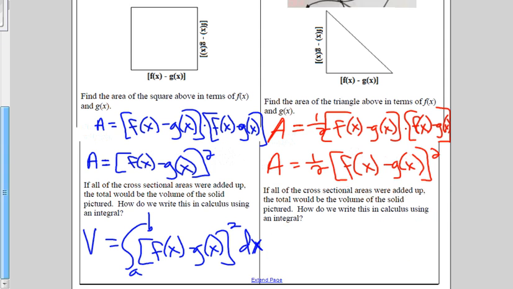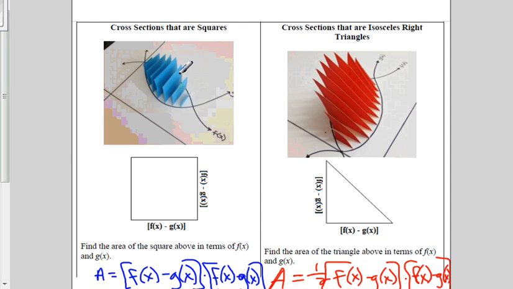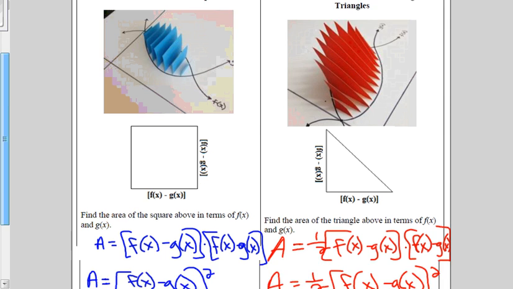Now if I know that all the cross-section areas were added up, the total would be the volume of the solid pictured. So how do we write this in calculus using an integral? Picture a little piece of paper here, whether it's a square or an isosceles right triangle, and imagine an infinite number of isosceles right triangles, or an infinite number of squares. So that is the volume.